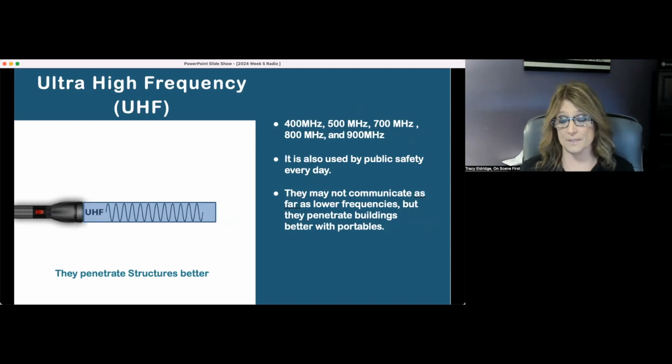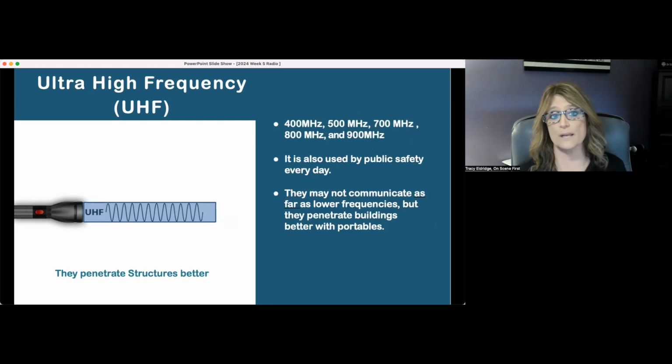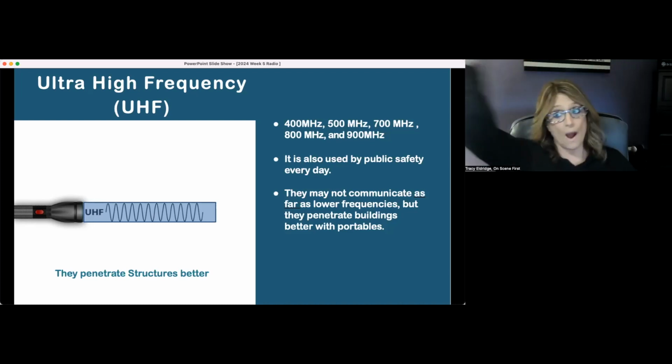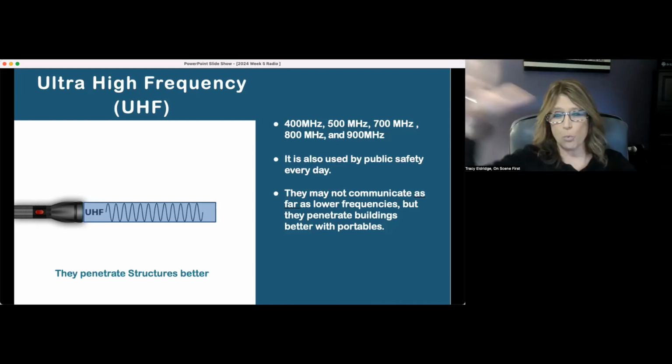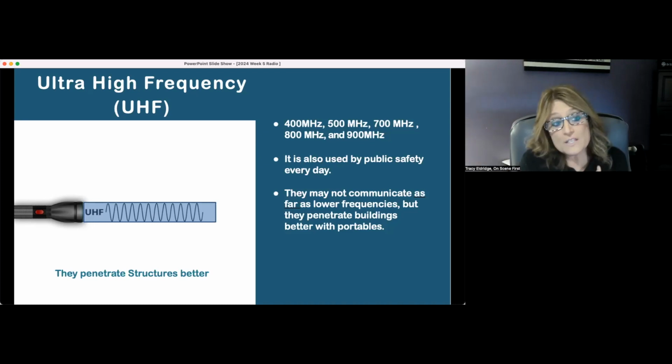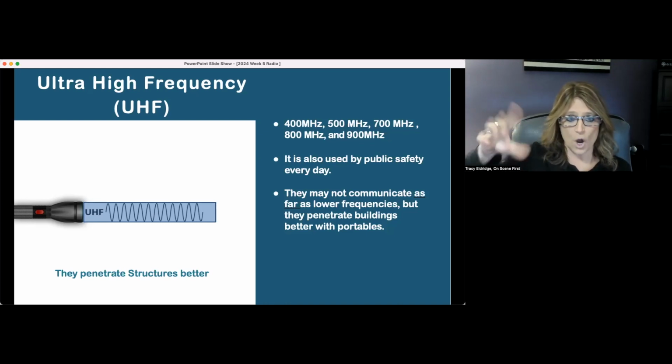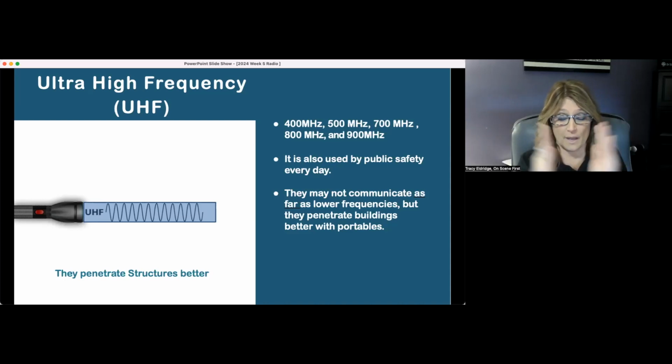Now, the ultra high frequency ranges are 400 megahertz, 500, 700, 800, 900. It's also used every day in public safety, but they may not be able to communicate as far as the lower frequency. They are able to penetrate through buildings better. If you think about the cone in the first one and that wider area, when it's wider, it's kind of dispersed. But if you look at this flashlight, the UHF, you see that these waves are much closer together.